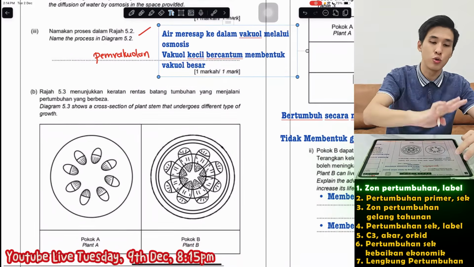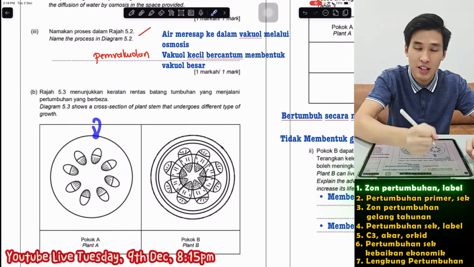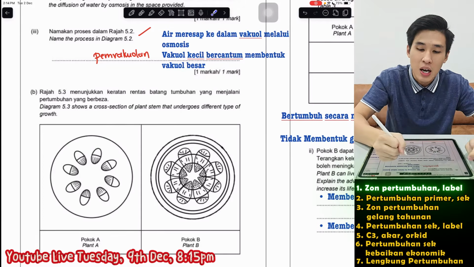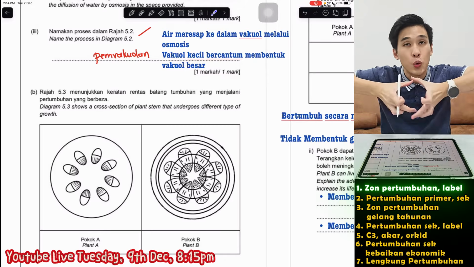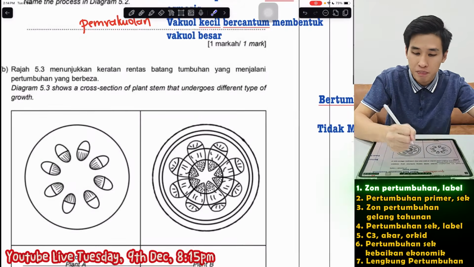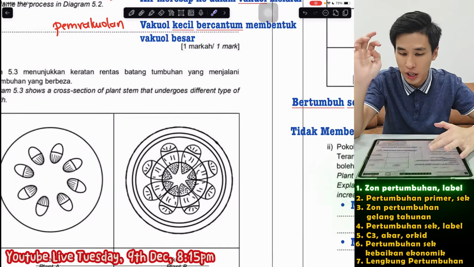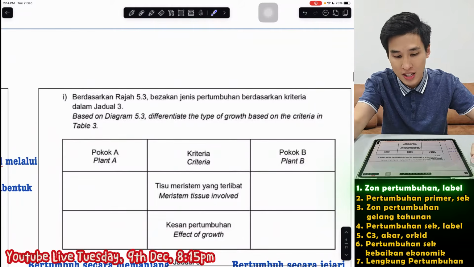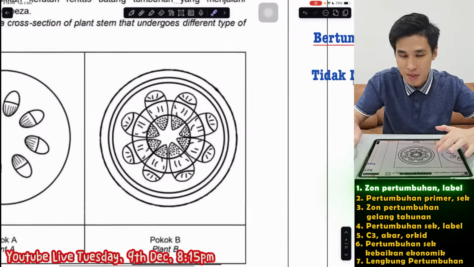Okay, next they show us 2 keratan rentas. Obviously this is tumbuhan yang hanya menjalani pertumbuhan primer. This is menjalani pertumbuhan sekunder because pertumbuhan sekunder is untuk meningkatkan ukur lilit, the thickness diameter of tumbuhan. So you can see a lot of tisu sekunder telah terbentuk, dia lebih tebal. Okay, so before we look at this question which they ask us to membezakan 2 jenis pertumbuhan, primer dan sekunder of course. Now I want to go through the labeling first.